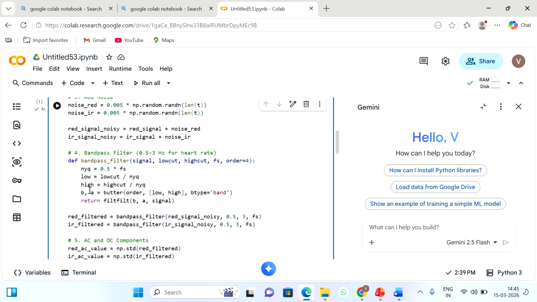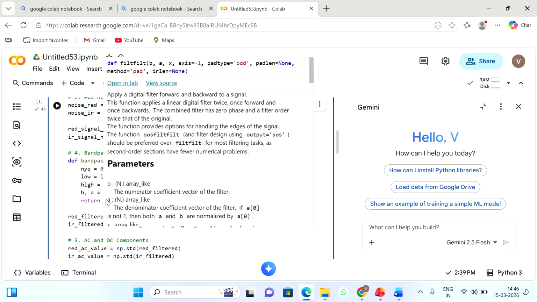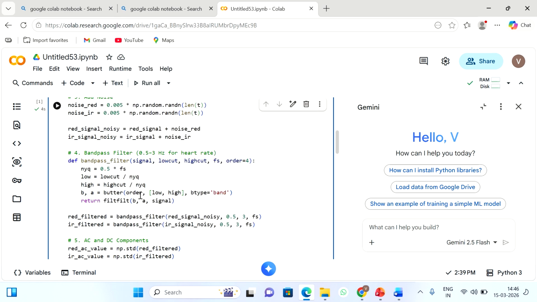So what is the meaning here? Low is equal to low cutoff frequency divided by Nyquist frequency. In the same way, high is the high cutoff frequency divided by Nyquist frequency. B is the numerator of the filter coefficient, and A is the denominator of the filter coefficient. It is equal to a Butterworth filter. Order, we are always taking 4, and then low, high. The low value is determined here, and the high value is determined here. Then the Butterworth filter type is a band pass filter. We are considering a band pass filter.